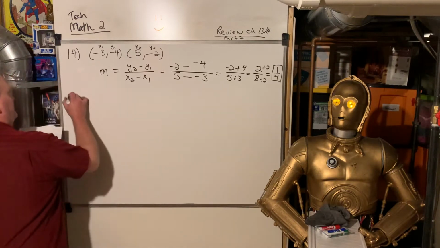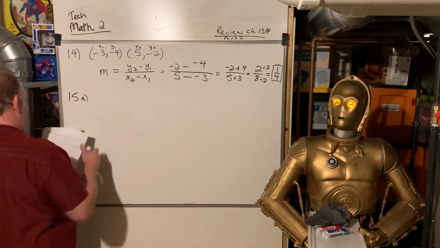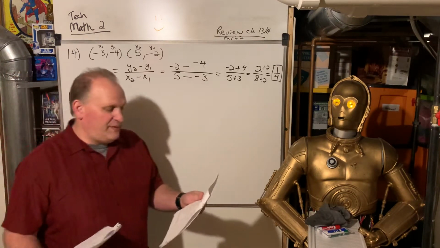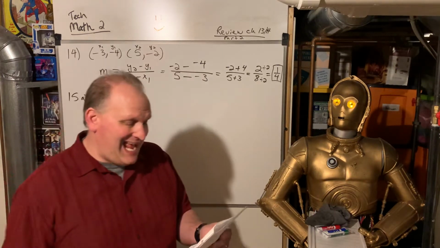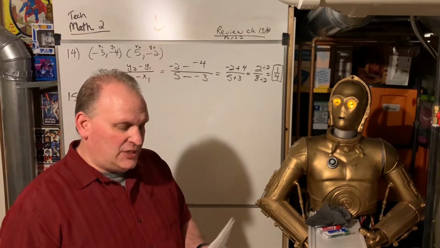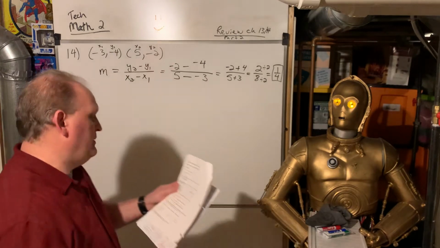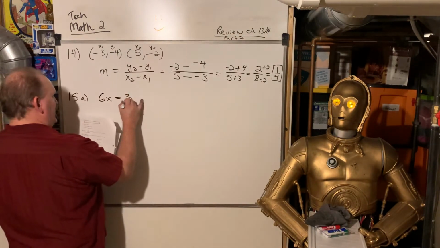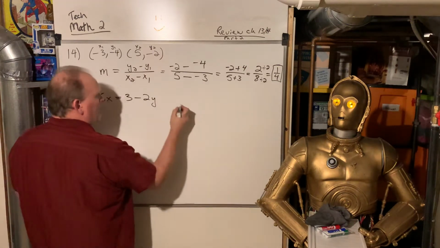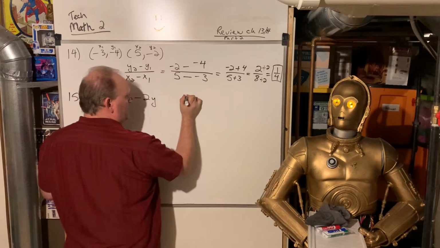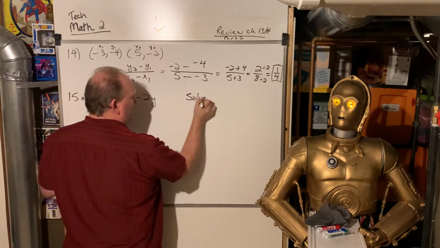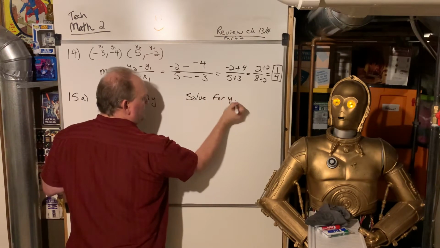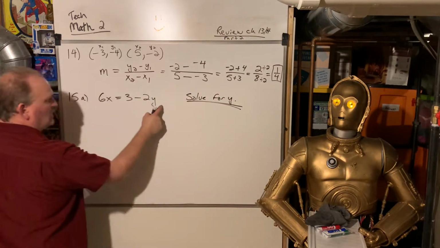Okay, let's look at 15. There is one like 15a. So there isn't like B or C, but 15a. Write the equation in slope-intercept form. What slope-intercept form really means is it's just a fancy way of saying solve for y. So when they say put in slope-intercept form, they're saying solve for y. So we want to solve this for y.